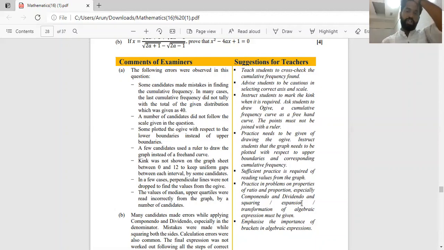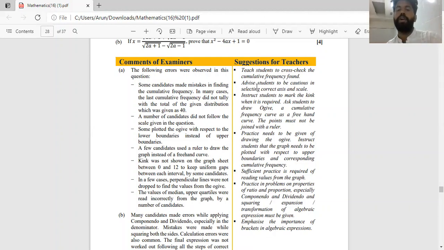First of all, always cross check the cumulative frequency found with the last value in the frequency table. Then you have to advise students to be cautious in selecting correct axis and scale. ध्यान से आपको select करना है scale. If the scale has not been specified to you, आपको खुद से scale decide करना है, and you have to ensure that your scale is as large as possible so that it can occupy the maximum space in the graph paper. Then ask students to draw an ogive, a cumulative frequency curve, as a freehand curve.